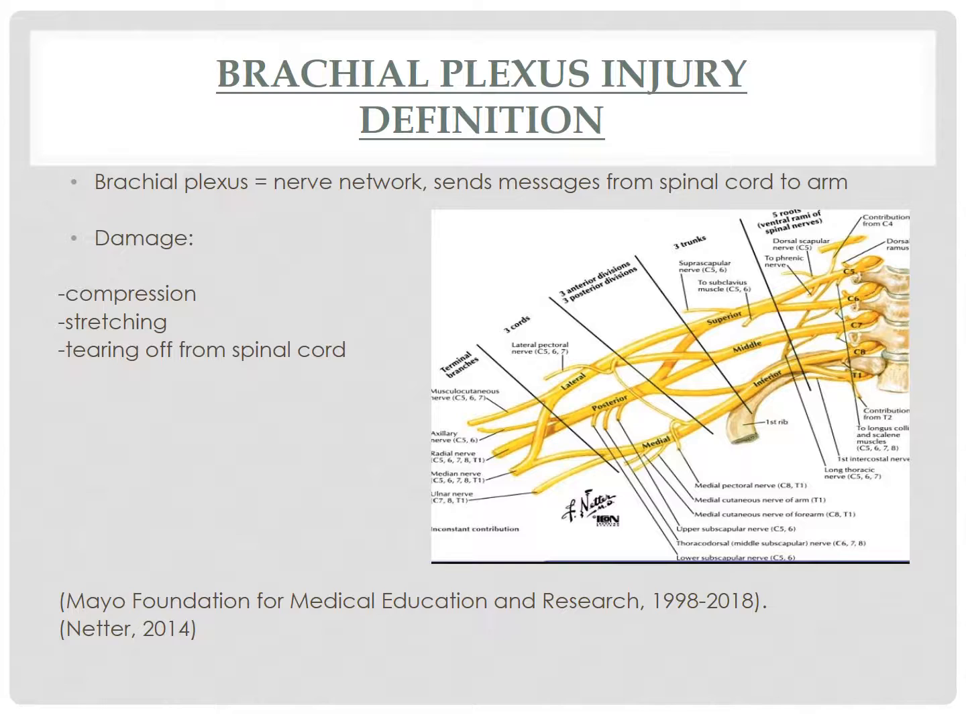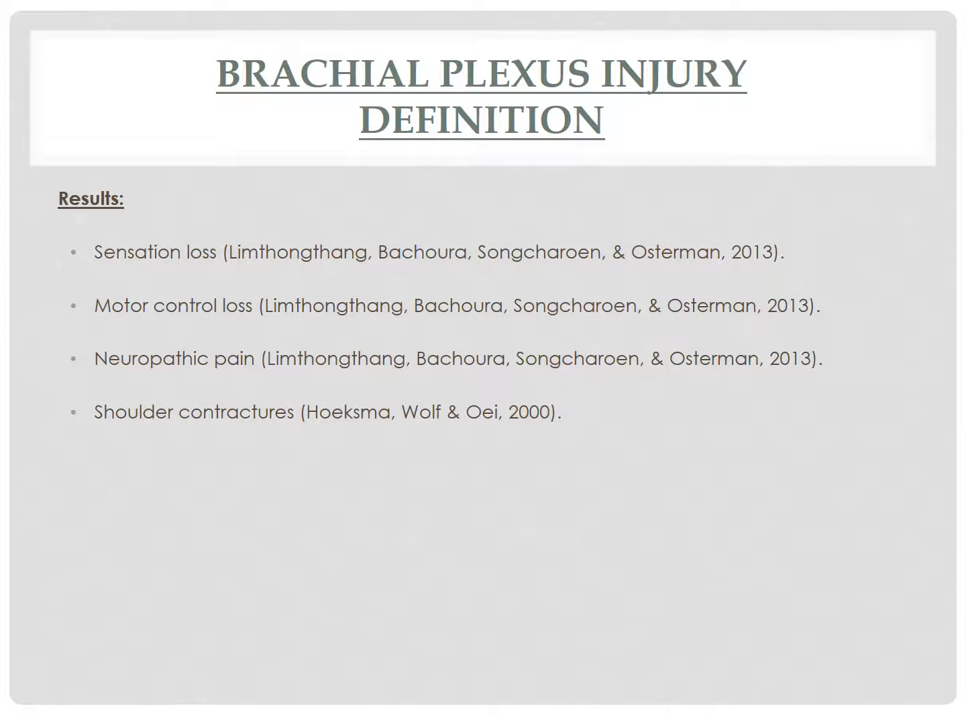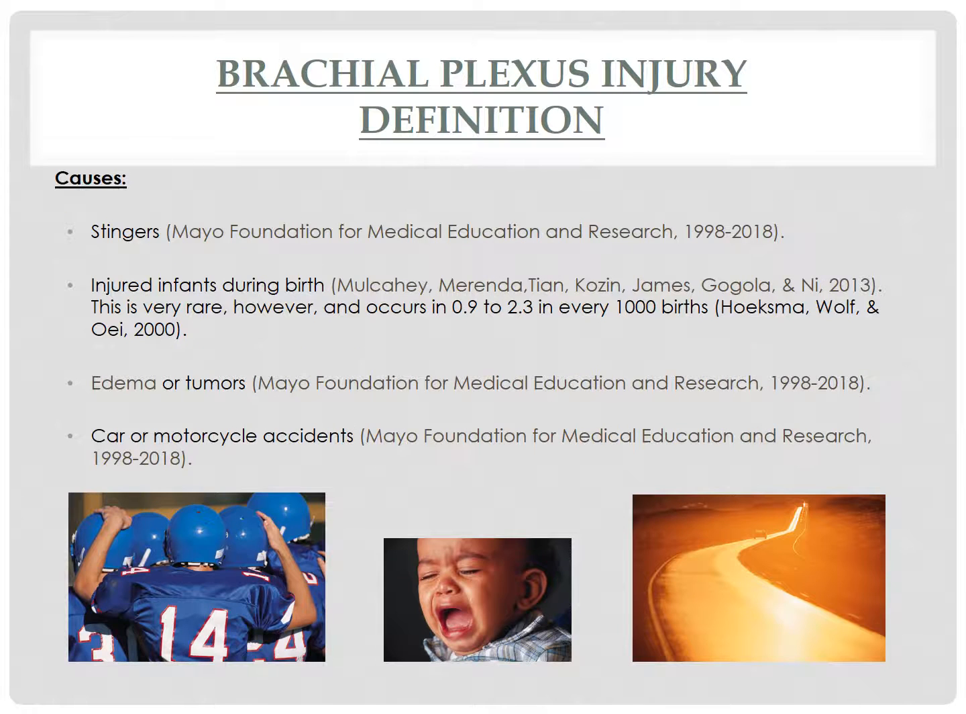Damage can be caused in several different ways. One of them is compression, another is stretching, and another is tearing off from the spinal cord. This can result in loss of sensation, loss of motor function, pain known as neuropathic pain, and shoulder contractures.